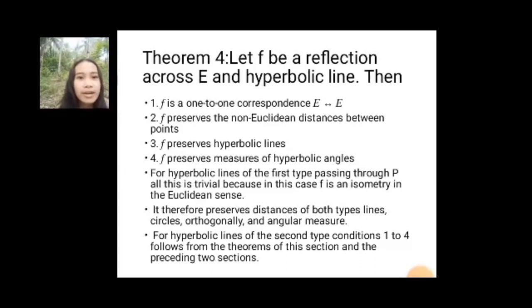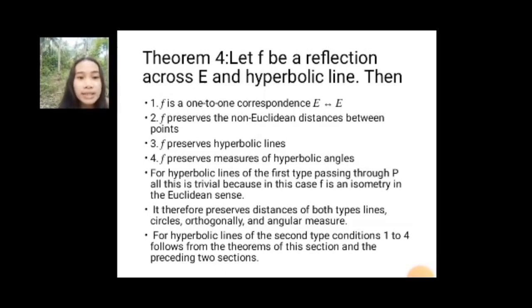So, number 2, F preserves the non-Euclidean distances between points. Number 3, F preserves hyperbolic lines. Lastly, F preserves measures of hyperbolic angles. So for hyperbolic lines of the first type passing through P, all this is trivial because in this case, F is an isometry in the Euclidean sense. It therefore preserves distances, both types of lines, circles, orthogonality, and angular measure.